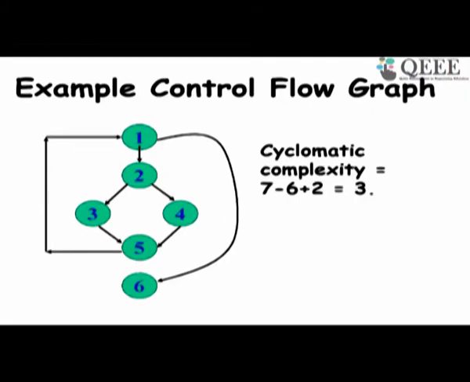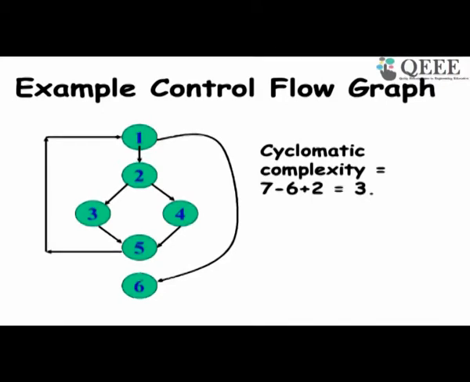So how many nodes are there? 6 nodes are there. How many edges are there? To compute, we have 7 edges. So what will be the cyclomatic complexity? It is 3. 7 minus 6 plus 2.